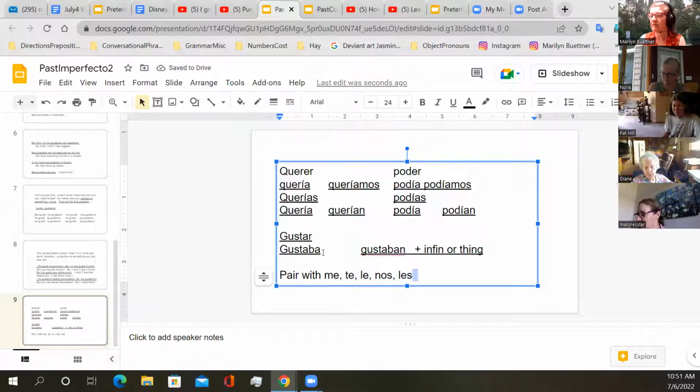You're not conjugating for gustar for yo or for nosotros. You're conjugating gustar for the thing that was liked, whether it's plural, gustaban, or singular, gustaba. Bien? Make sense? I want you to talk about what somebody wanted to do, or a thing they wanted, what they were able to do, or what they used to like.